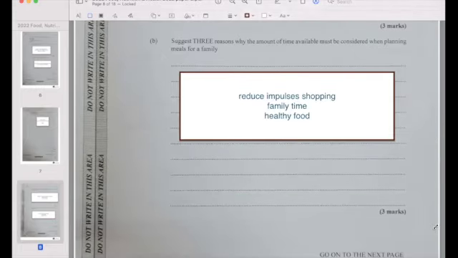Suggest 3 reasons why the amount of time available must be considered when planning a meal. So when you're planning a meal, we're supposed to reduce impulse buying. And we know impulse buying is buying things that you never planned for or put on your shopping list. The 3 reasons: family time is very important, and bonding. And another reason is healthy food.